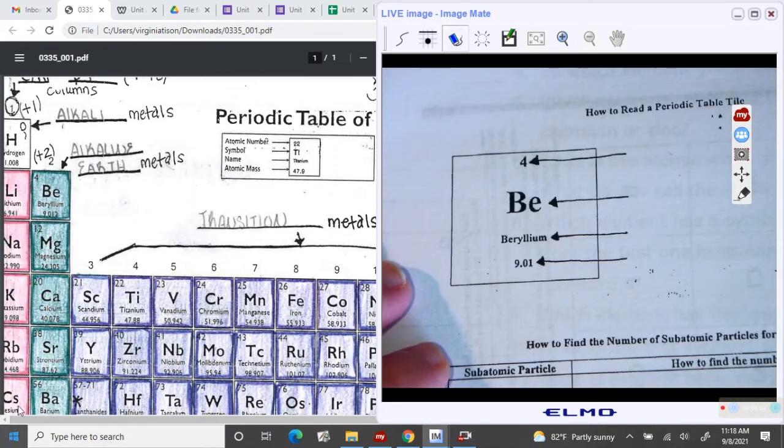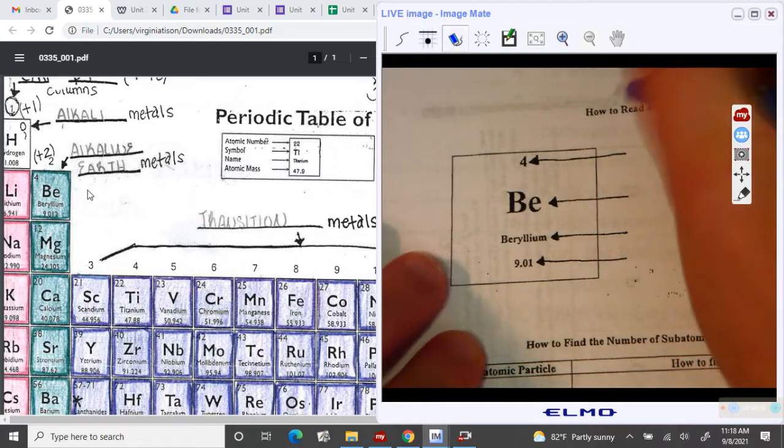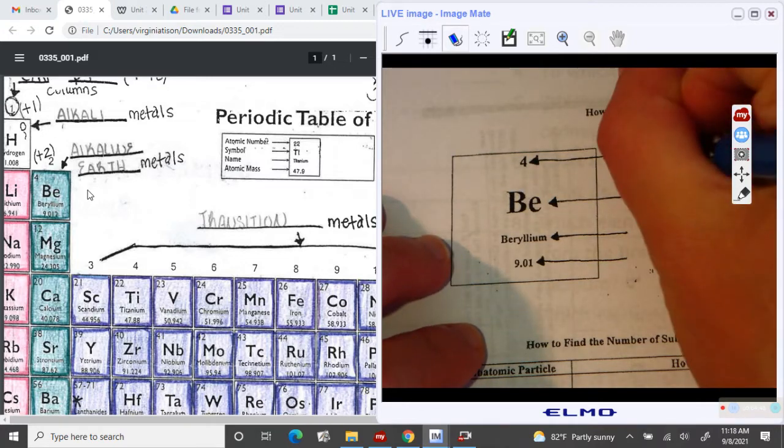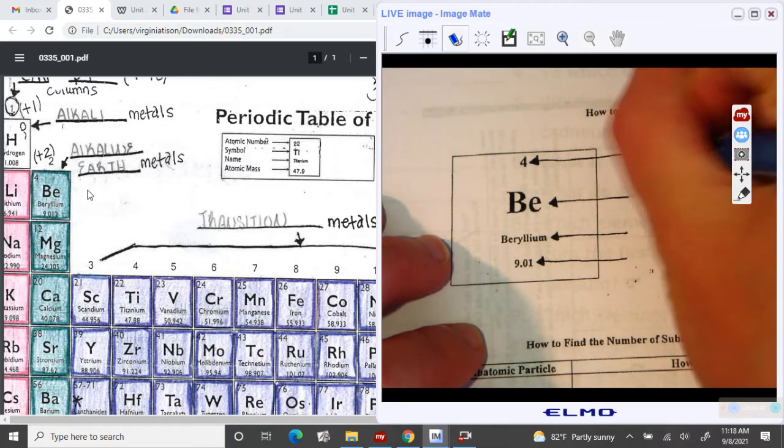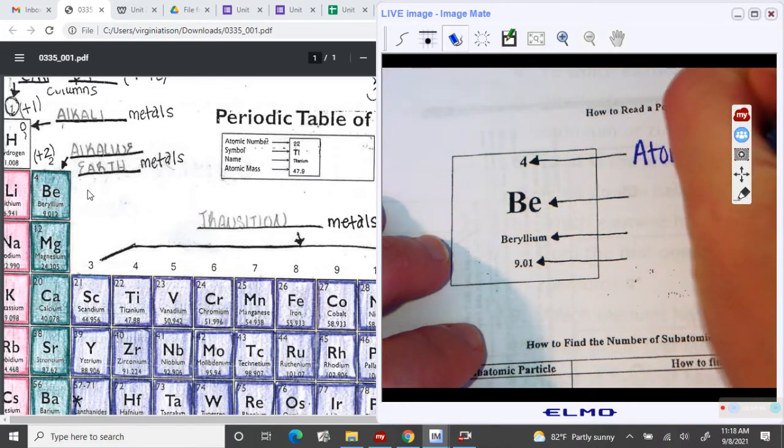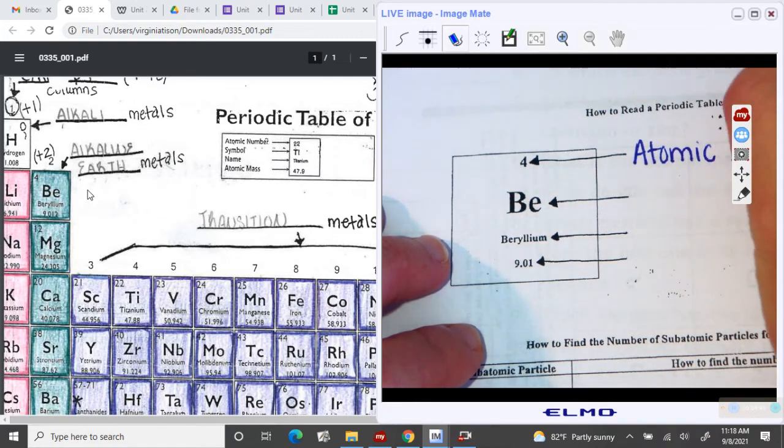For example, beryllium has an atomic number 4, meaning it has 4 protons. Magnesium has an atomic number 12, meaning it has 12 protons. That is always the same for each atom. So beryllium will always have an atomic number of 4.